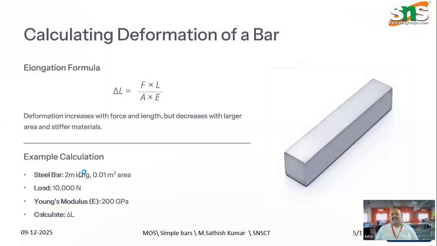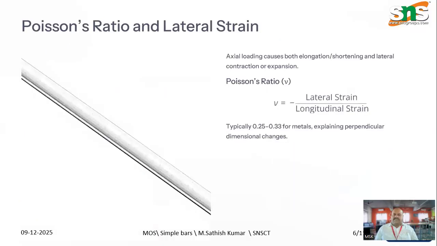So an example calculation is given. For example, a bar 2 meters long with 0.1 square meter area, the load is 10,000 newtons, and the Young's modulus is 200 gigapascal. They have asked to calculate the tensile deformation. Using this formula, you just calculate and see what the deformation of the bar is.